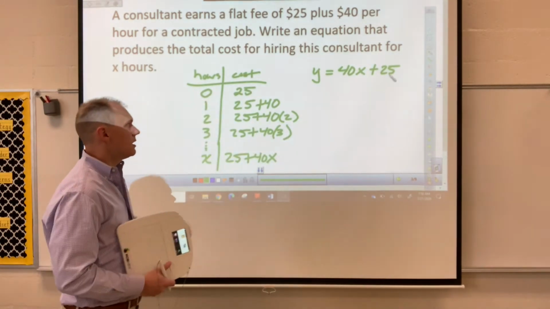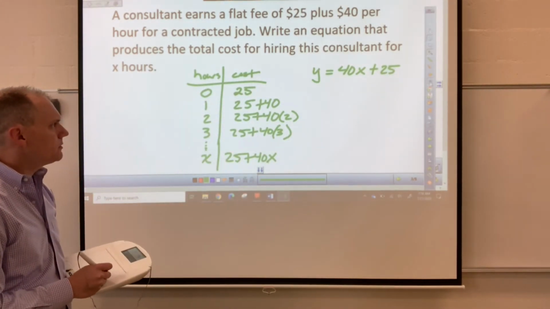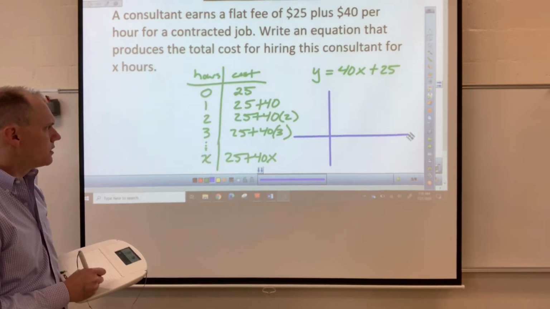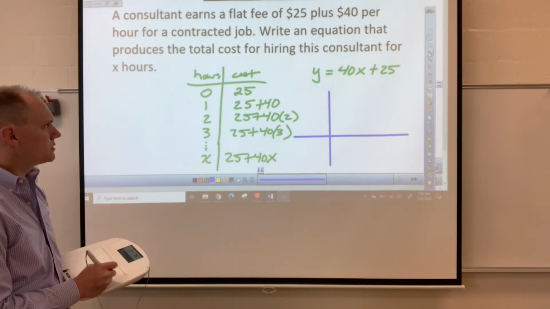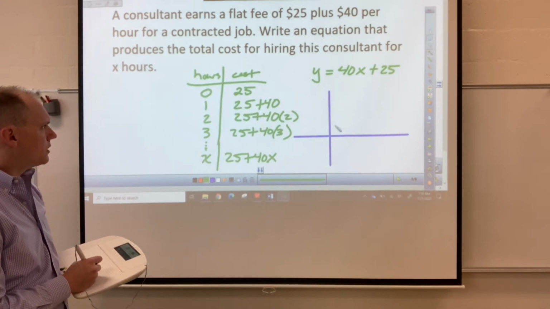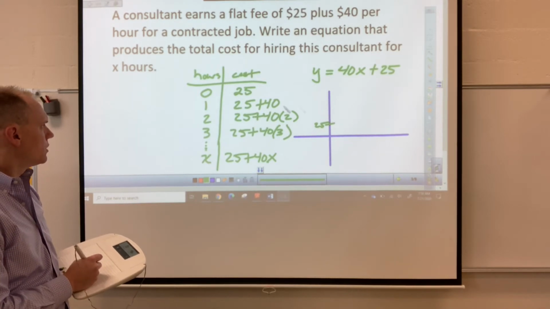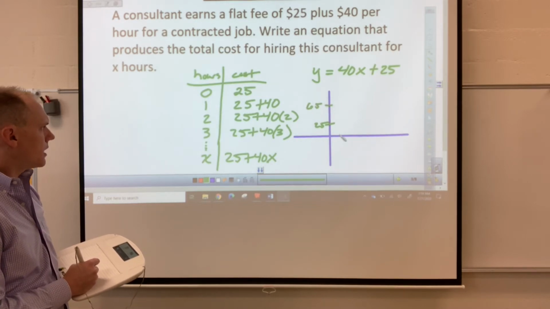And the difference between, so if we go back to sequences and think about what the difference is between sequences and linear functions, really the only difference is a sequence. So let's see, if we have y-intercept, we'll say this is 25 here, and then if we go up to the next value, it would be 65 at 1 hour.